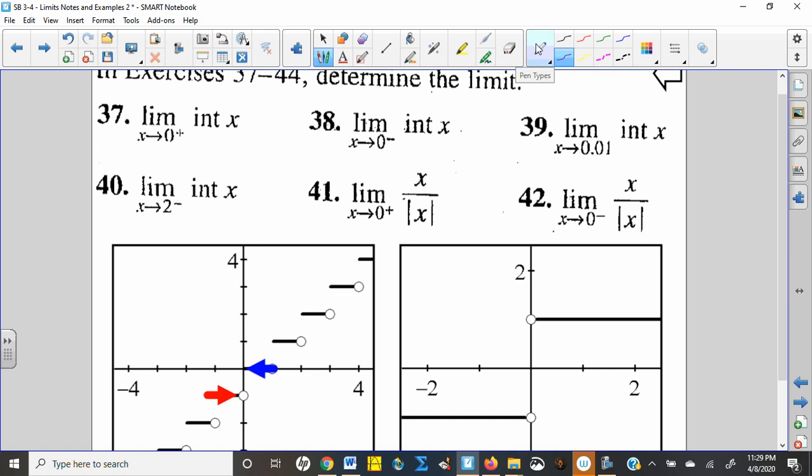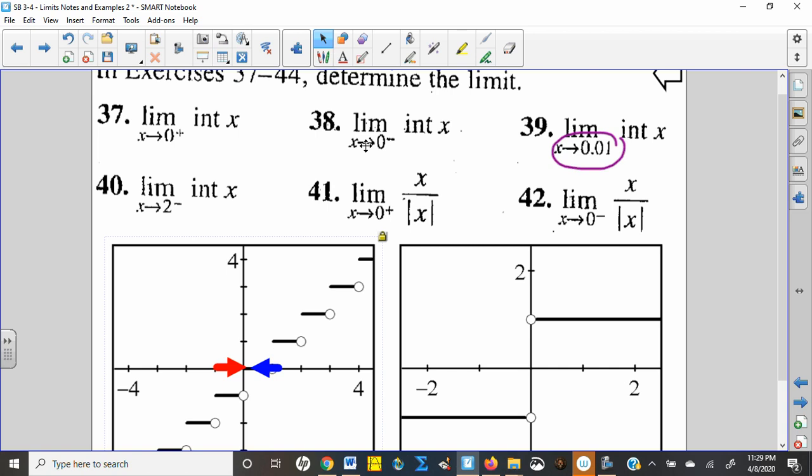What about 39? Well, 39 is approaching 0.01. So it's approaching something that's really, really close to 0, but just on the side, and it has to be approaching it from both sides, because I don't see a little plus or minus. It's a two-sided limit.